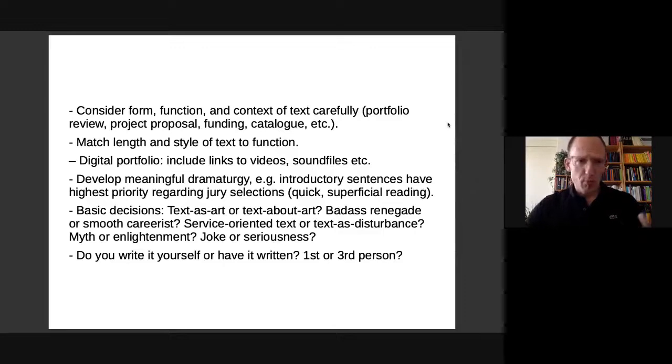We always have a regular portfolio course in our degree program, that is the Bachelor and the Master of Fine Arts at the Zurich University of the Arts. So that is being taught to the students regularly. And some key elements, I would say, are first of all, when you have a portfolio that contains texts, and obviously most portfolios contain texts, be it only email addresses, then you should really carefully consider the form, the function, and the context of the text.